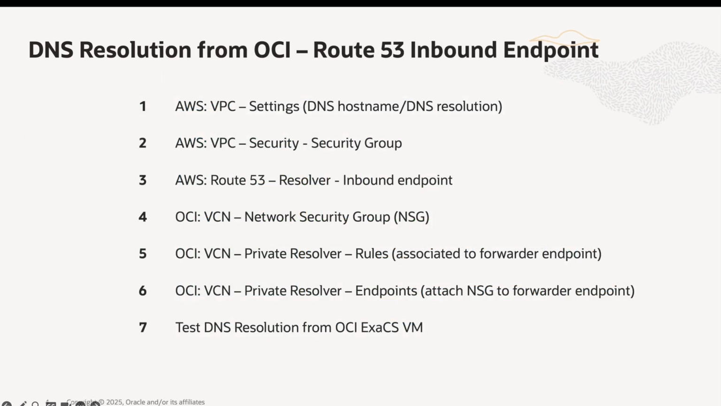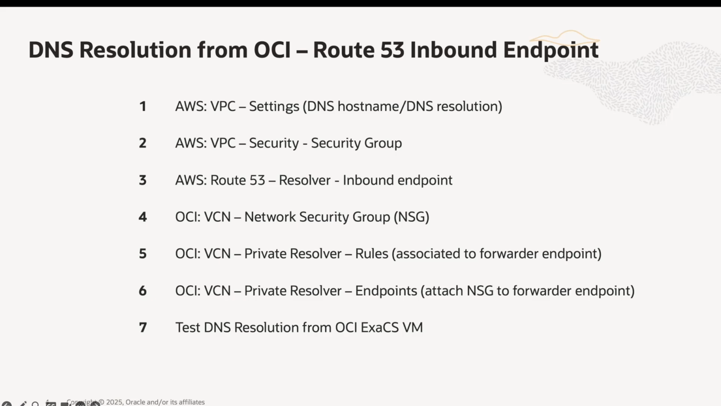Here is a summary of the steps we will configure from both the AWS and OCI consoles. Starting from the AWS console, we will review the settings of the VPC that we want to associate with the Route 53 private hosted zone to be resolved from OCI. We will then create a security group from the Amazon VPC dashboard, which will be associated with a new Route 53 inbound endpoint.